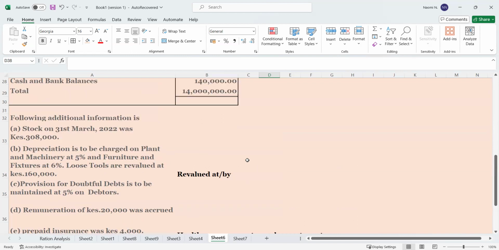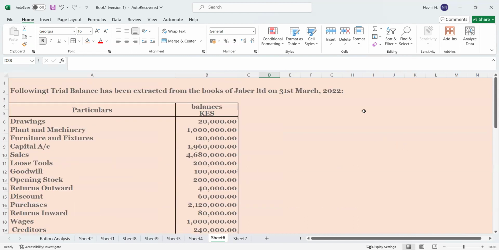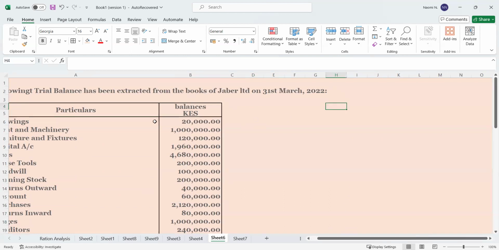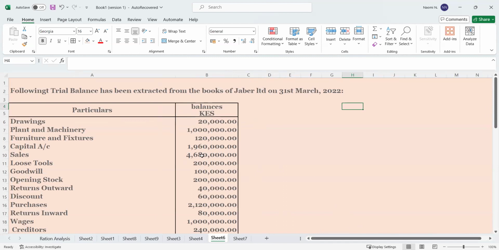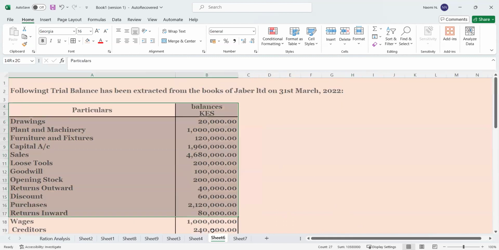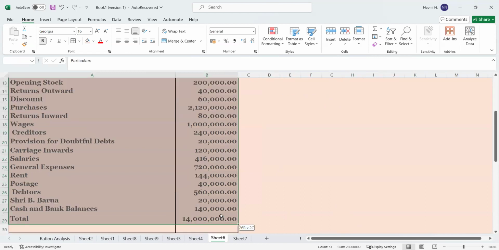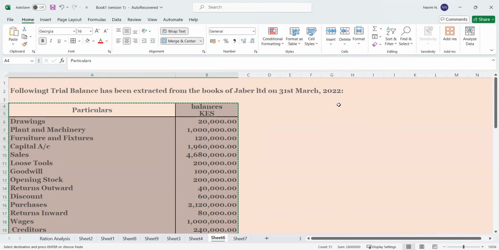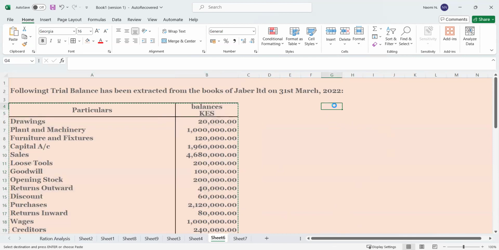So that is it. We can go directly to the question and see how we can handle this. Because we have some adjustments, I'll just copy this part, then come and paste it here, Control V.